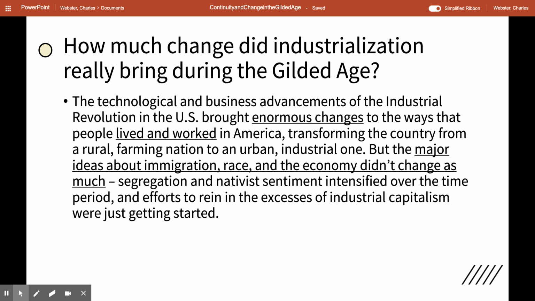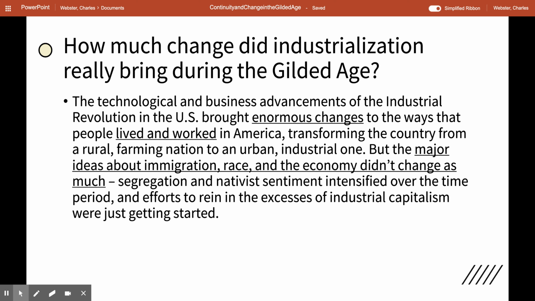and see if we can formulate a thesis statement to address the extent to which industrialization brought change from 1865 to 1898. So, from all the evidence that we've gathered in this lesson, I'd say that the technological and business advancements of the Industrial Revolution brought enormous changes to the ways that people lived and worked in the United States, transforming the country from a rural farming nation to an urban industrial one. But the major ideas about immigration, race, and the economy really didn't change as much.